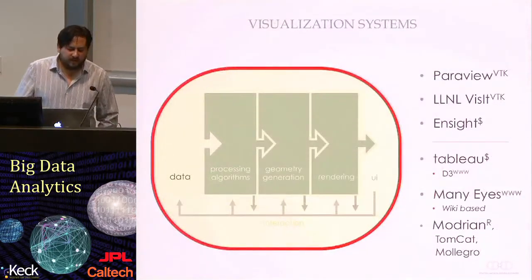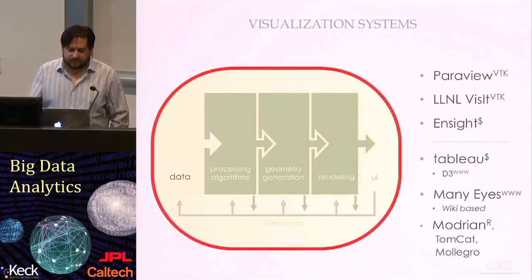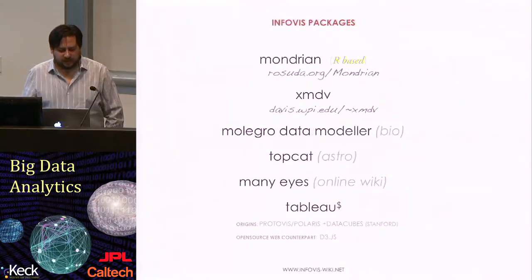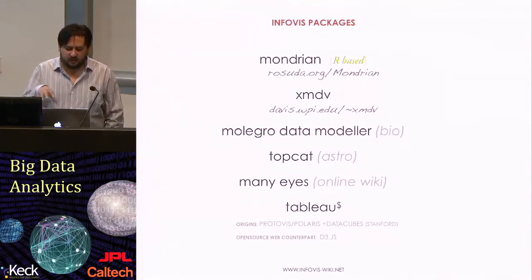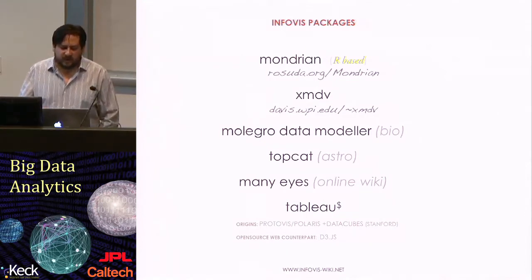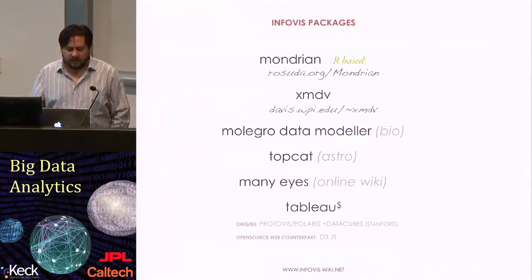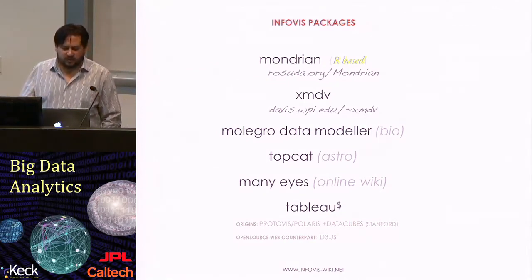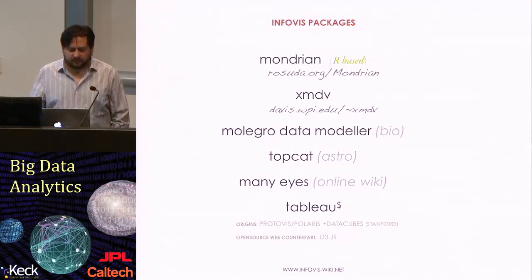On the flip side, we have the InfoVis tools. We have Mondrian, which is interesting because it actually uses R on its back end, so you can do principal component analysis and other statistical algorithms directly from Mondrian. There's XmdvTool, which lots of the different tools that we now use for data visualization have come out of, including hierarchical rings and parallel coordinates. And there are very specific tools for different fields, like Molegro for biology, TOPCAT for astrophysics, and we already talked about Many Eyes and Tableau.